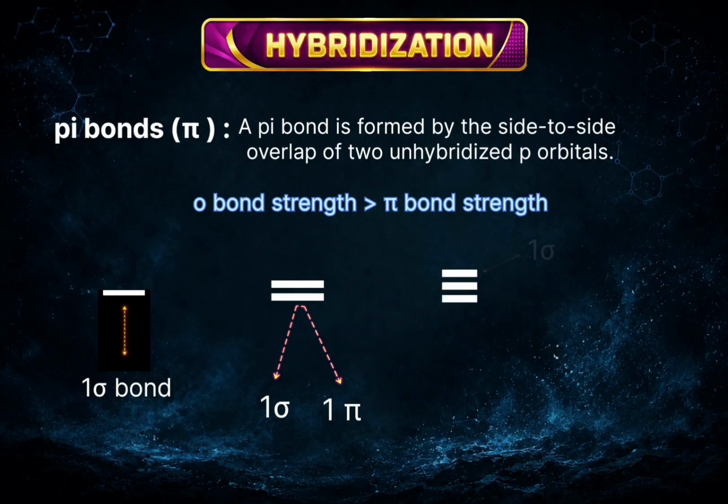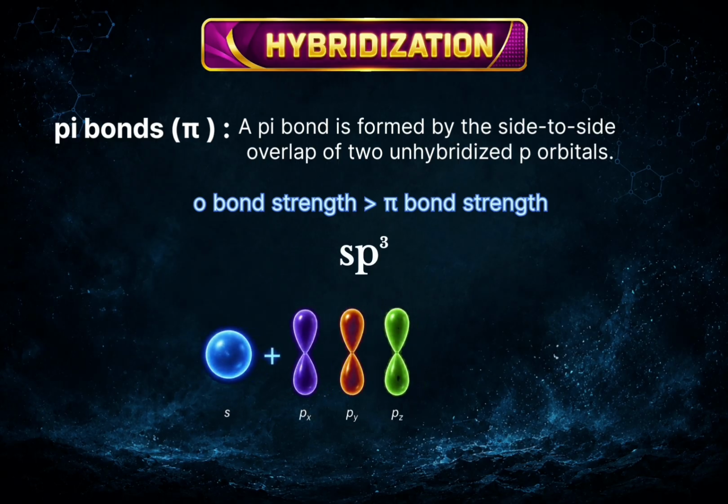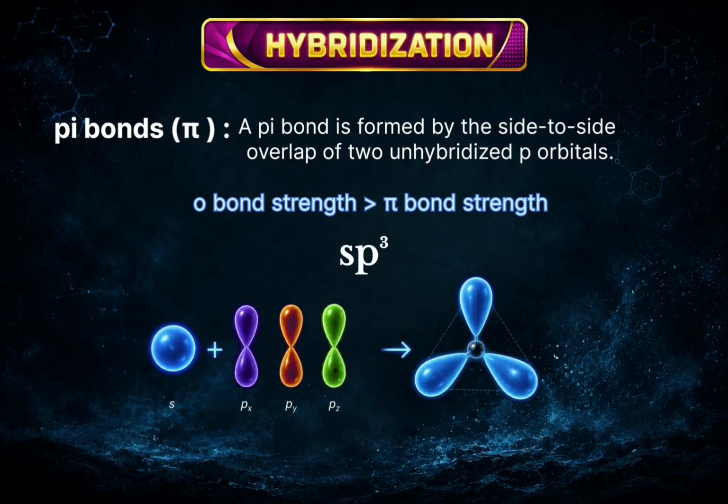A triple bond contains one sigma bond and two pi bonds. Again, the first bond is always sigma. Every additional bond is a pi bond. Now remember what we learned earlier. In sp³ hybridization, all three p orbitals are used to form hybrid orbitals. That means no unhybridized p orbitals remain. As a result, sp³ hybridized atoms form only single bonds.